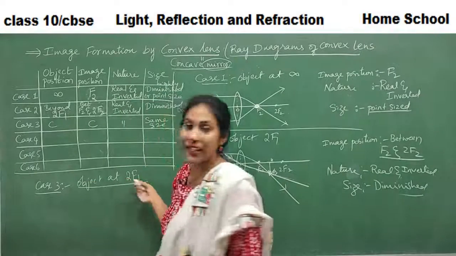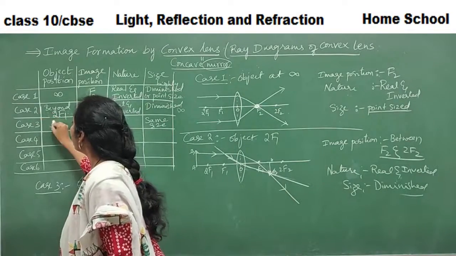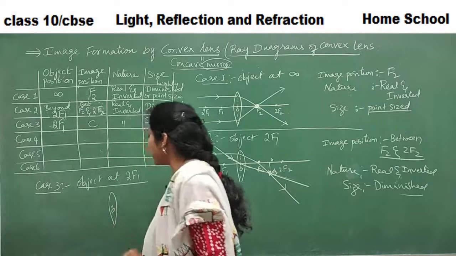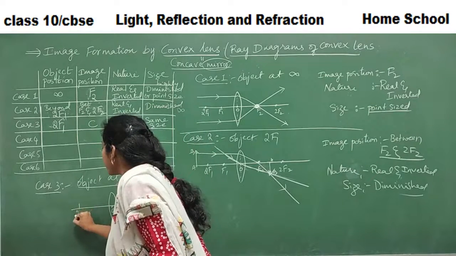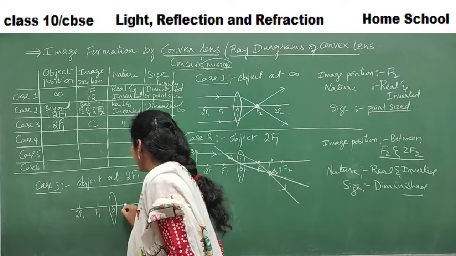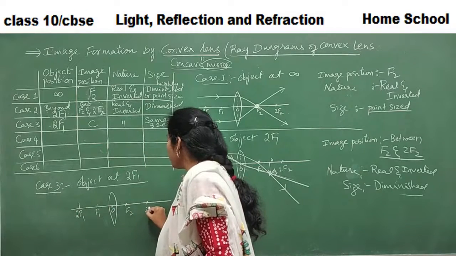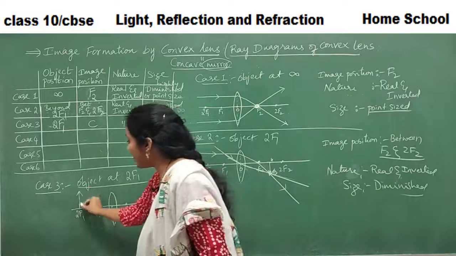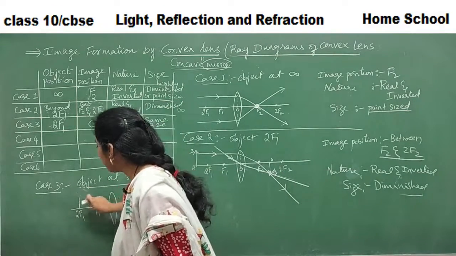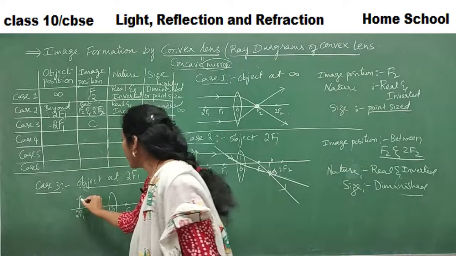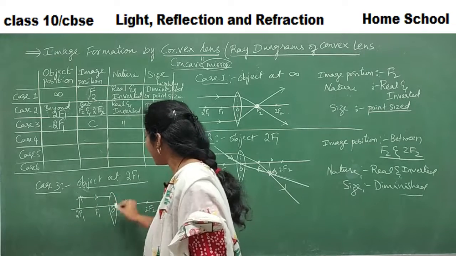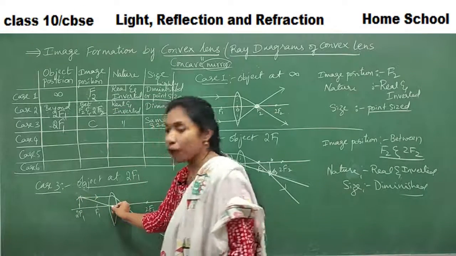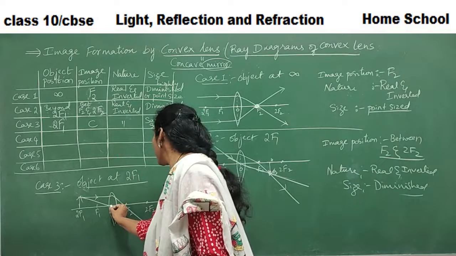So let us see what happens if I keep the object at 2F1. Instead of C, the object is at 2F1. So this is our lens with optical center O, right? And this is 2F1, this is F1, this is F2, this is 2F2, right? Fine. And where did I keep my object? Exactly here. Let us see what happens. Any two rules you can use here. First one, if a ray is parallel to the principal axis, it will pass through focus. And if a ray passes through O, that is the optical center, there is no refraction, right?